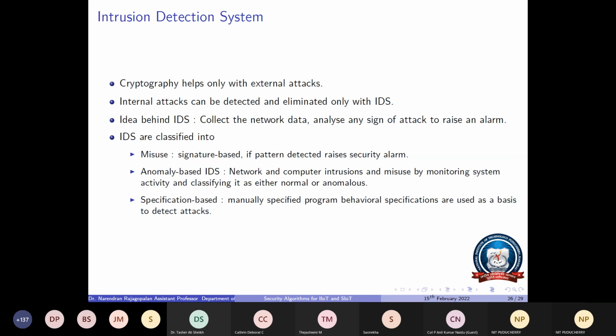Then we have the anomaly-based intrusion detection system, where network and computer operations are monitored. If the operation is going out of the normal state, then it is considered to be anomalous and appropriate steps are taken. Anomaly-based IDS is mostly based upon machine learning, and these are high computational overhead methods. So is the case even with the specification based ones.